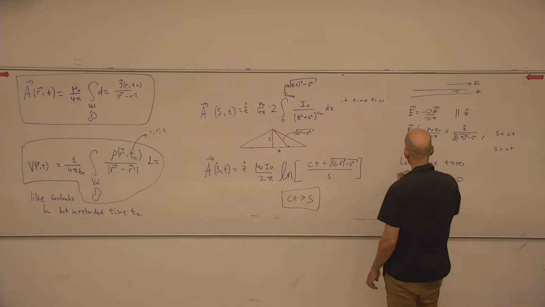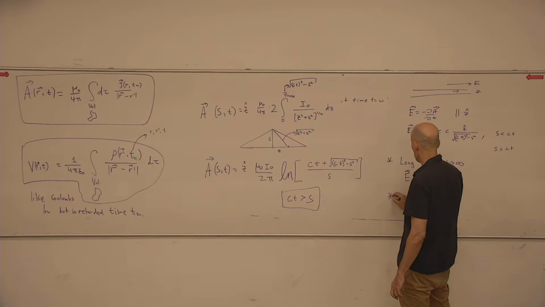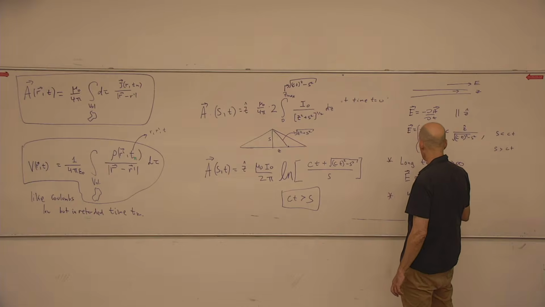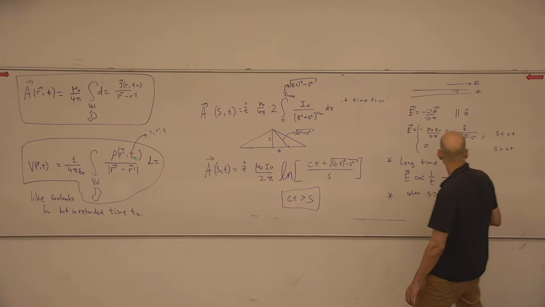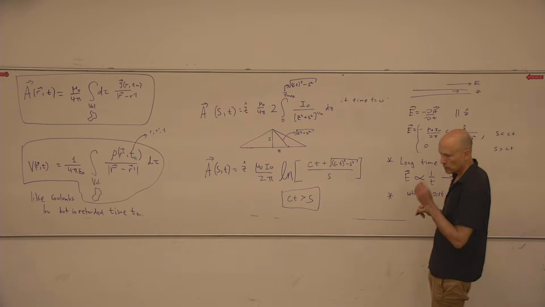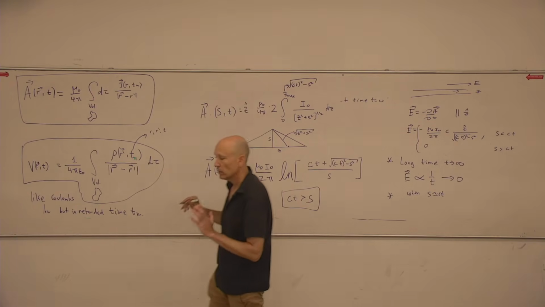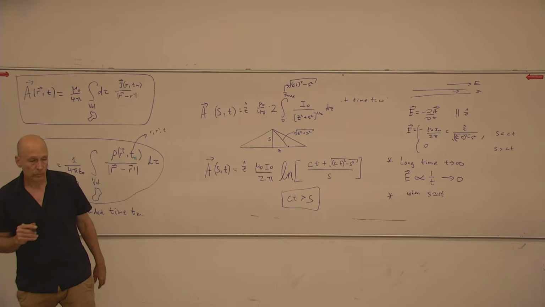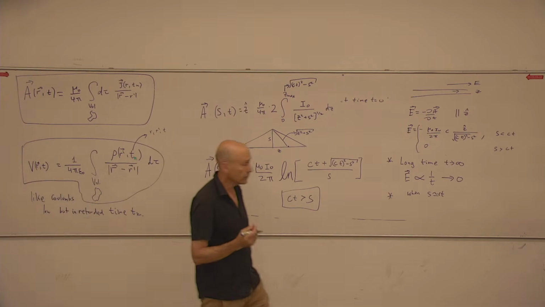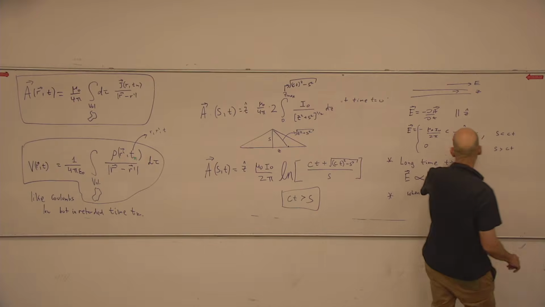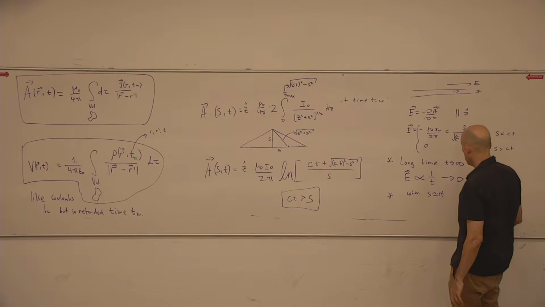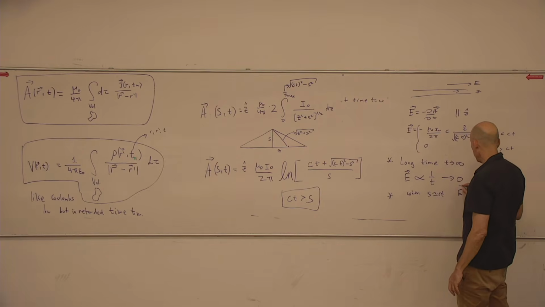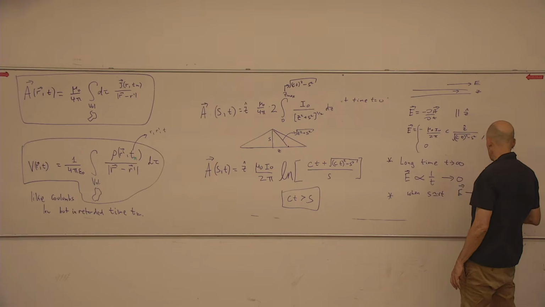But another thing that you see here is that when s approaches ct, slightly less, this blows up. This electric field goes to infinity. And this is a bit strange, that the electric field is very strong, because you see, as s is approaching ct, this is 1 over 0, this is very big. E goes to infinity.